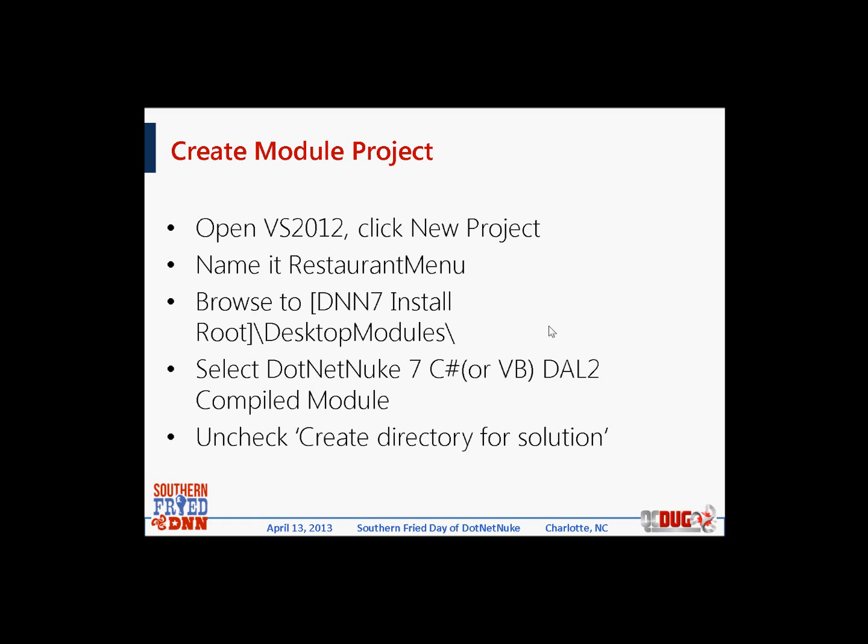So after we've got our template installed, now we're ready to create our Visual Studio project. Again, this is review for all the folks that have been following my video series. Open Visual Studio, click on New Project. In this case, we named our project Restaurant Menu because we're building that menu module. We browse to our Desktop Modules folder in our DNN7 installation. That's the folder we want to install it in. We want to pick the DNN, and for our training we use the DotNetNuke 7 C# DAL2 compiled module template, and made sure that we unchecked the create directory for solution.